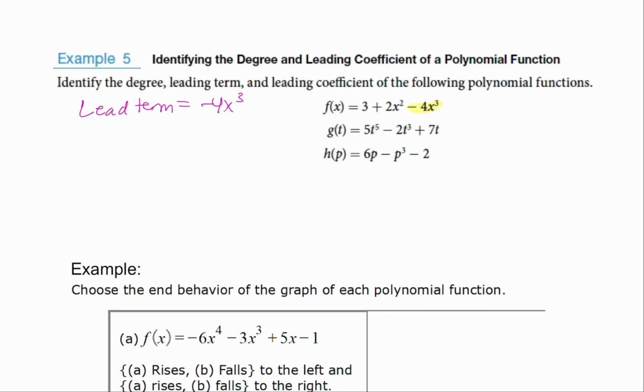The degree is 4. It is not. Let's try again. Our degree is the power, the 3. And that lead coefficient means that it'll be flipped upside down because it's negative.